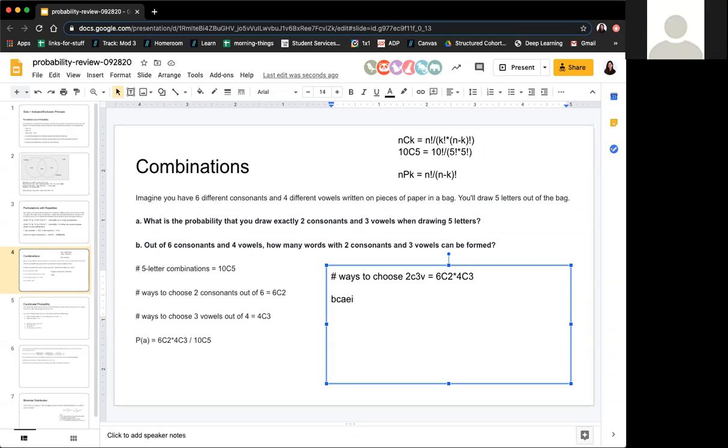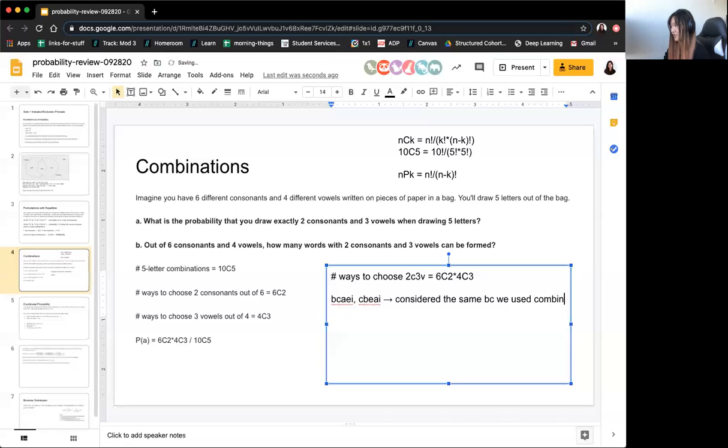In this case, B, C, A, E, I, and the word B, C, E, A, I here are considered the same because we used the combination formula. So in this number here, these words that we form, and in this case, they're asking for words, but I don't think they care about which are actual dictionary words or not. But here, these 2 words here are counted as the same because in the combination formula, order does not matter. But with words, order does matter.